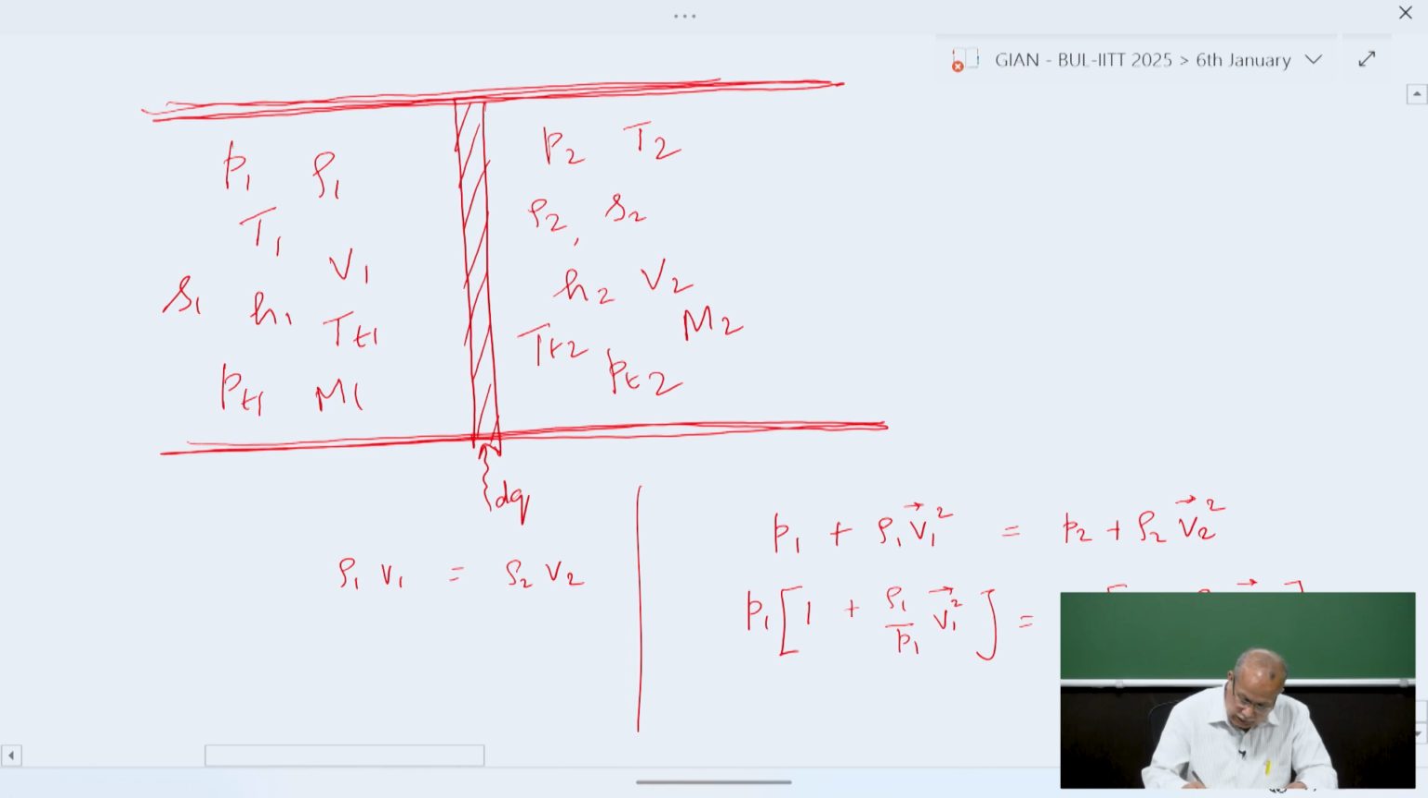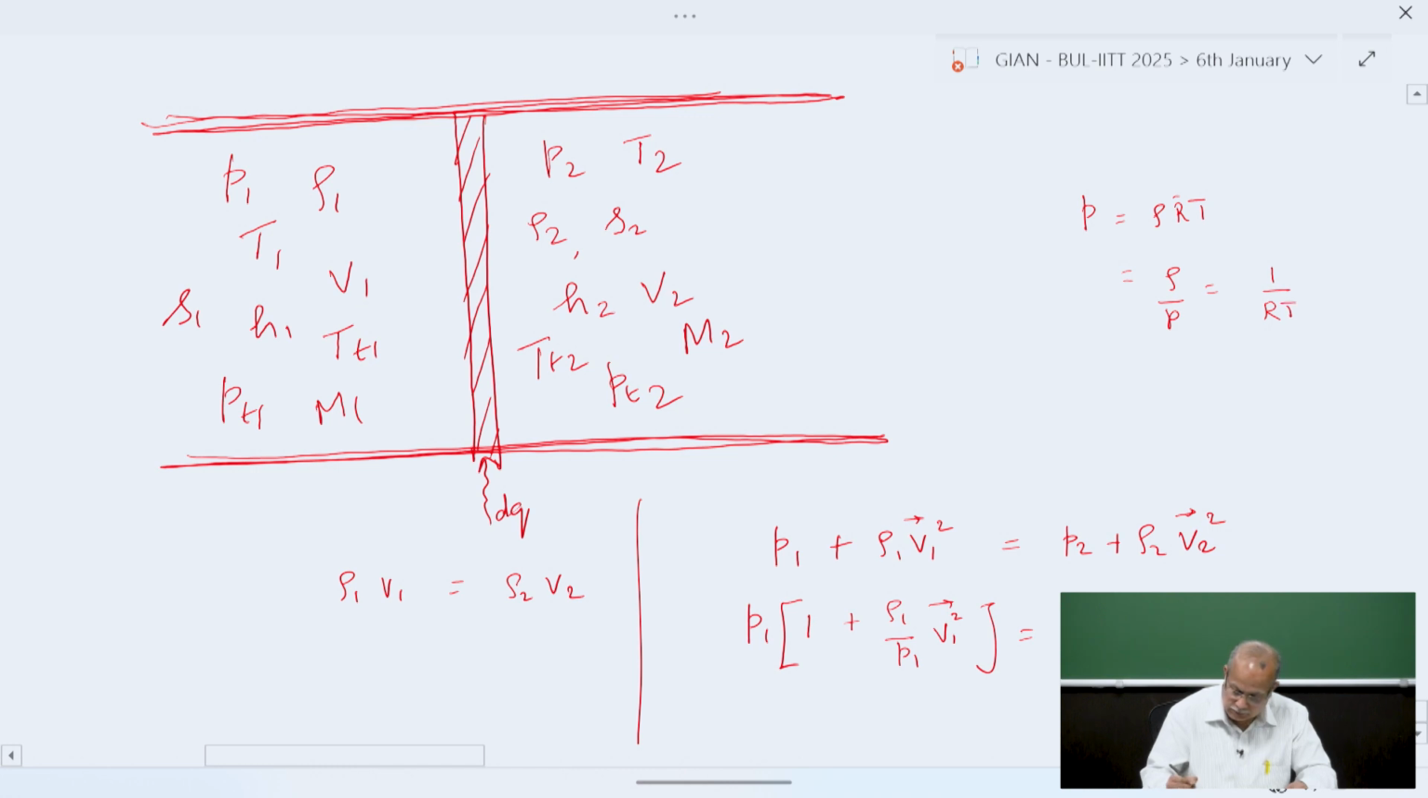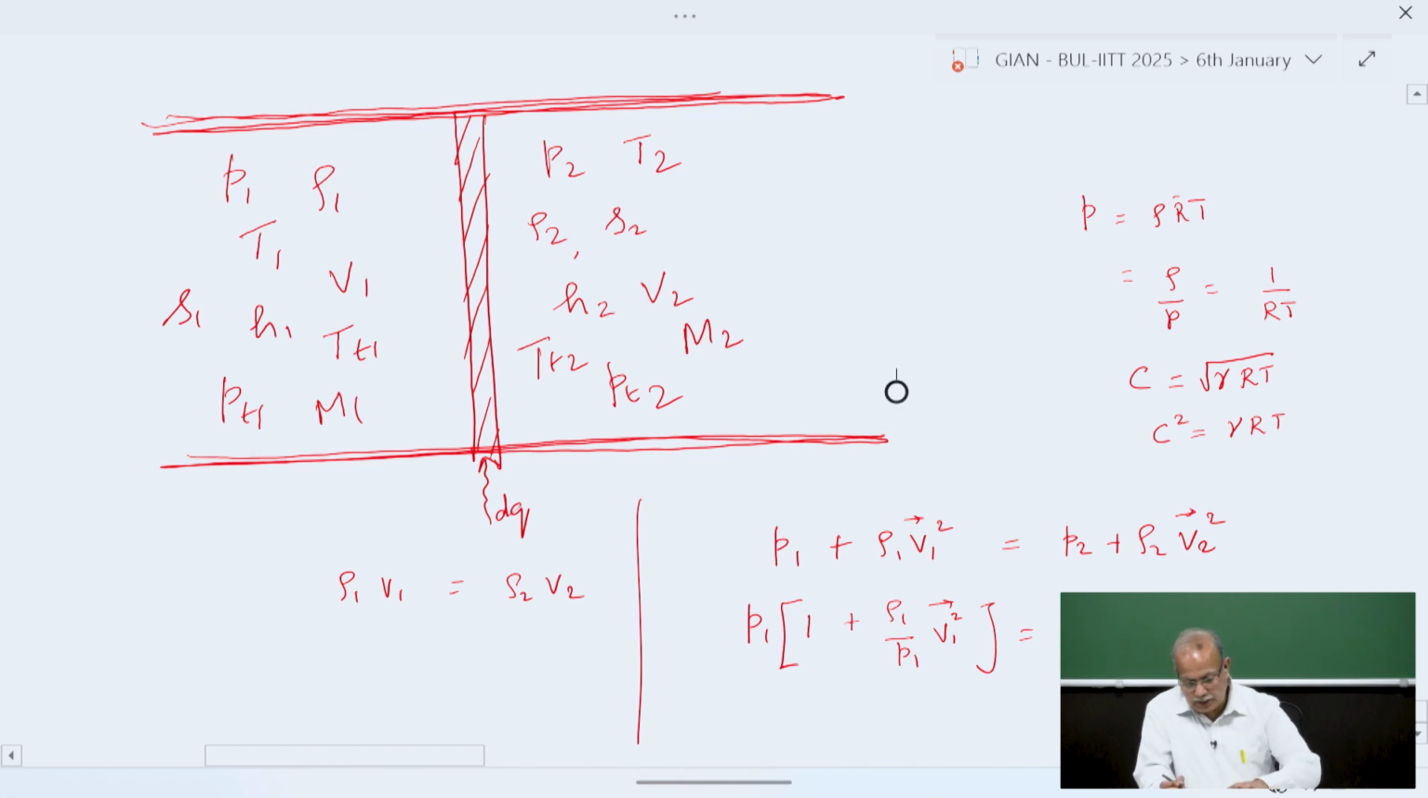Okay, so from the ideal gas equation, P is equal to ρRT. R is the characteristic gas constant. So I can write ρ by P is equal to 1 by RT, from the ideal gas equation. And also, we know the speed of sound. The local speed of sound, C, is equal to the square root of gamma RT. So C square is equal to gamma RT. Now we're going to apply this here.